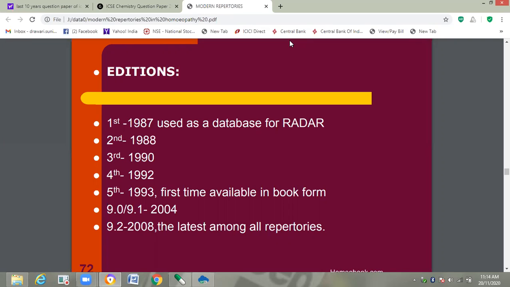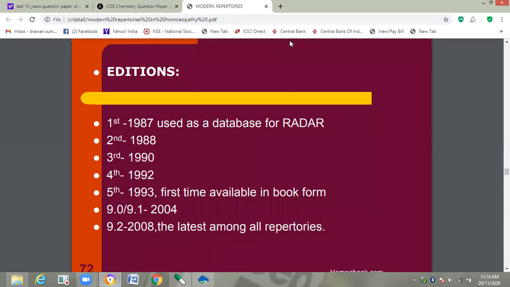Then the fourth edition was published in December 1992, and it contained about 1,78,000 additions from about 200 authors. These additions were added by about 200 authors.